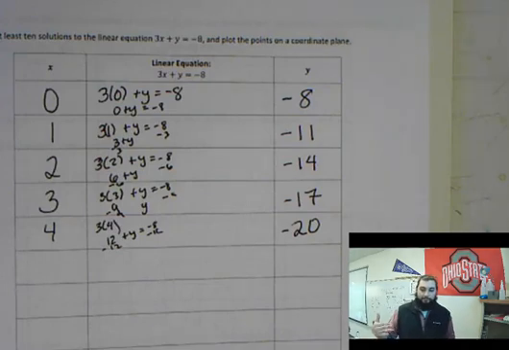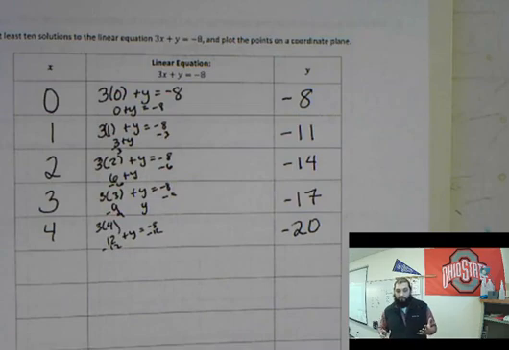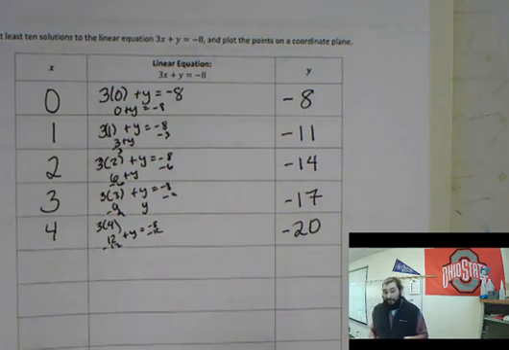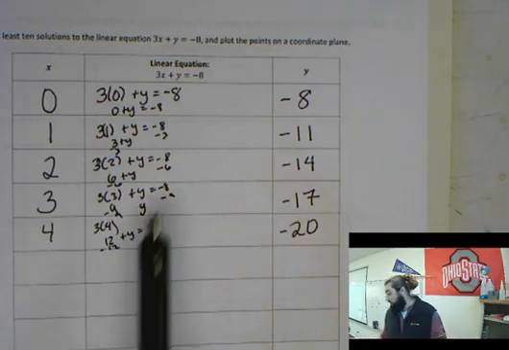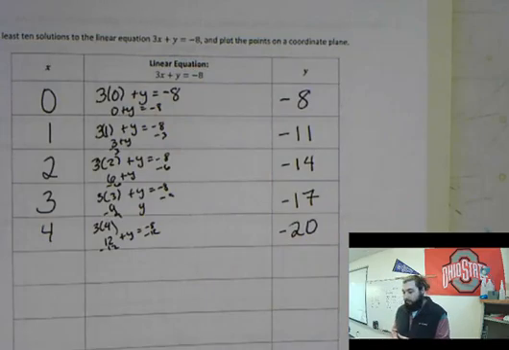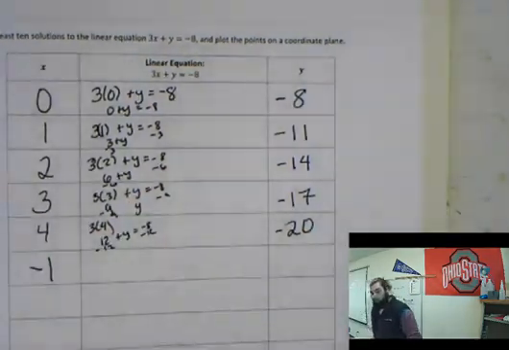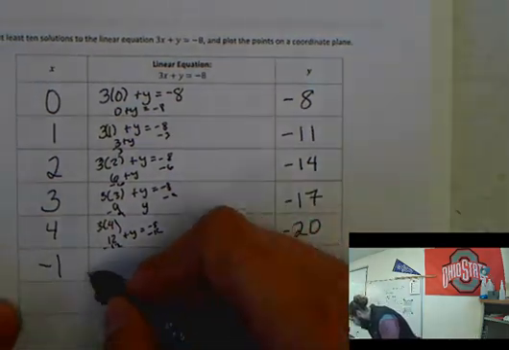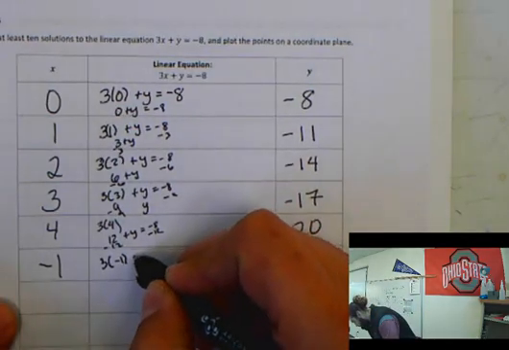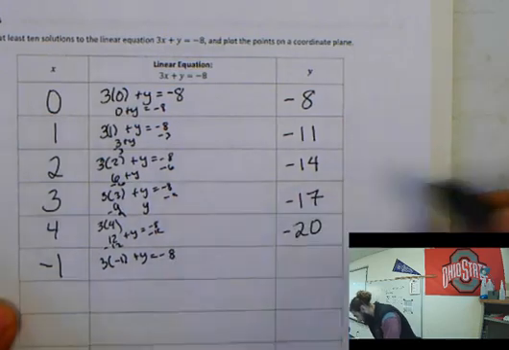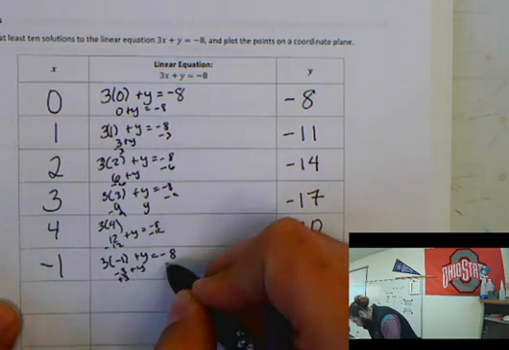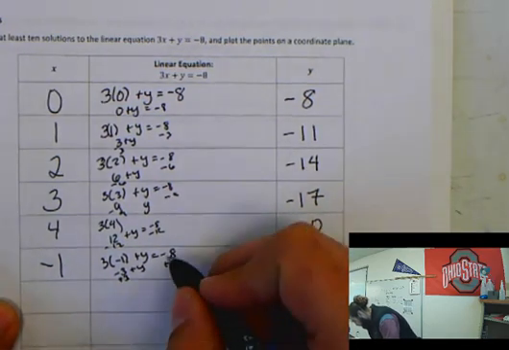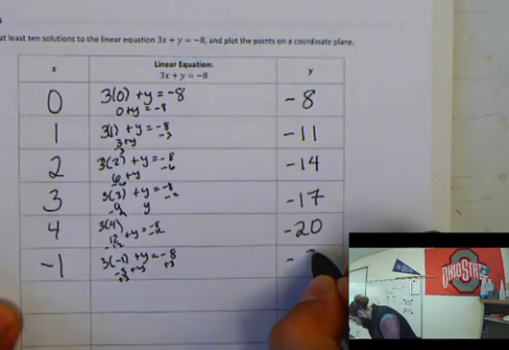Now I'm going to go the other direction. As we're filling in a table, we don't technically have to go in order. We can pick any numbers we want to. Again, we have this open table to fill in with any value for x that we would like to, as long as we plug it into our equation correctly. Here, I'm going to plug in negative 1. So 3 times negative 1 plus y is equal to negative 8. 3 times negative 1 is negative 3 plus y, so I need to add 3 to both sides. So that means y is going to be negative 8 plus 3, which is negative 5.